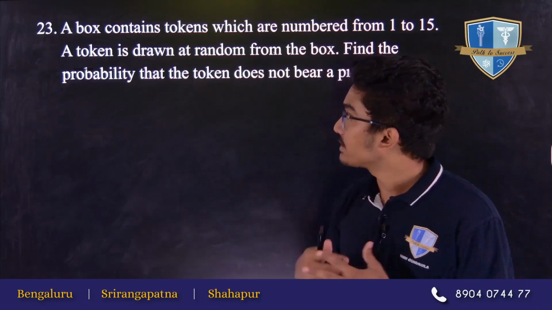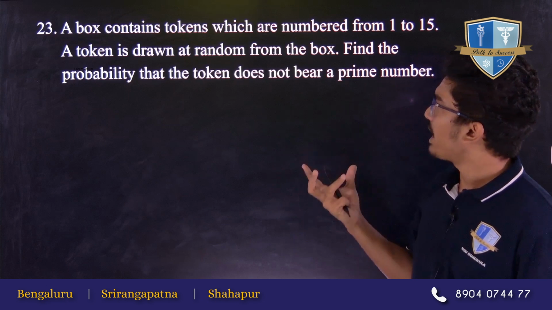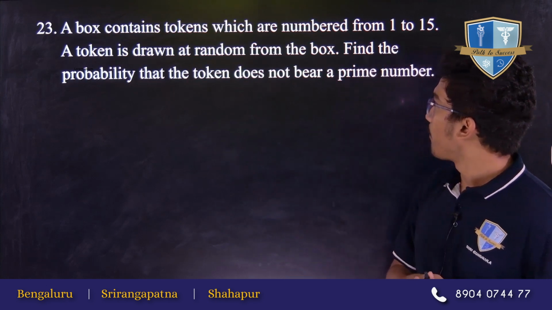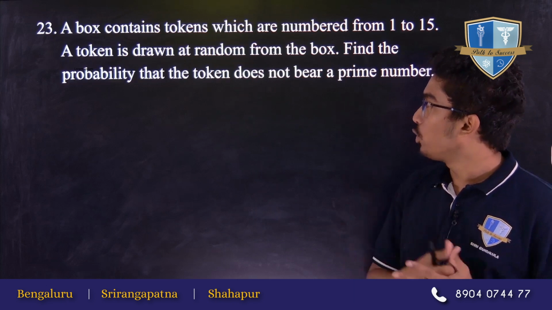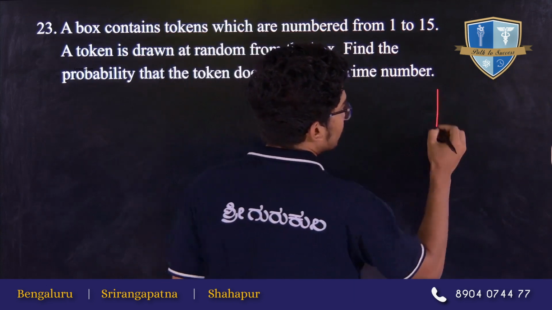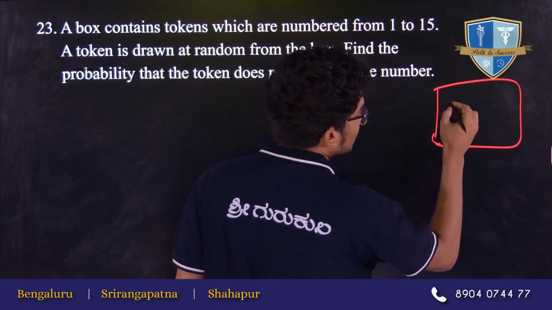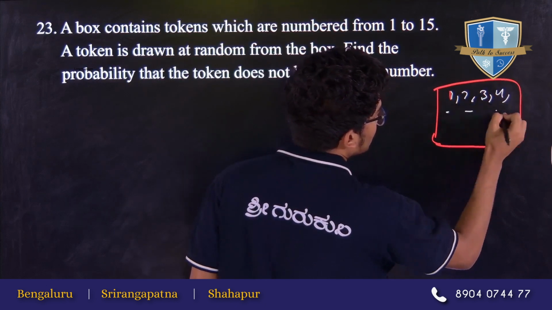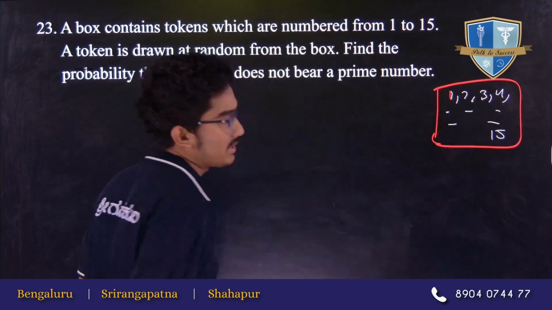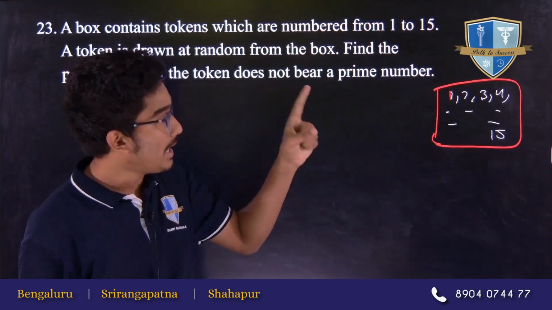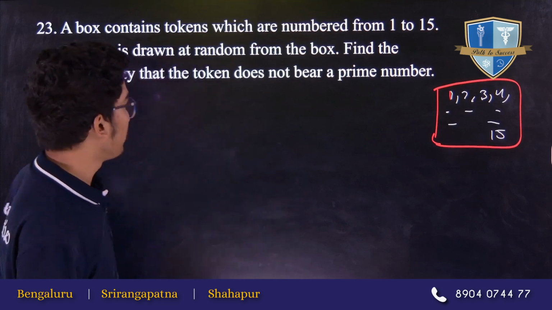So our question is, a box contains tokens which are numbered from 1 to 15. A token is drawn at random from the box. Find the probability that that token does not bear a prime number. So here we have a box. In that there are tokens which are numbered from 1 to 15. So 1, 2, 3, 4 and so on till 15. 15 tokens are there. So we are taking a random token out of it, right? And that token should not be a prime number.